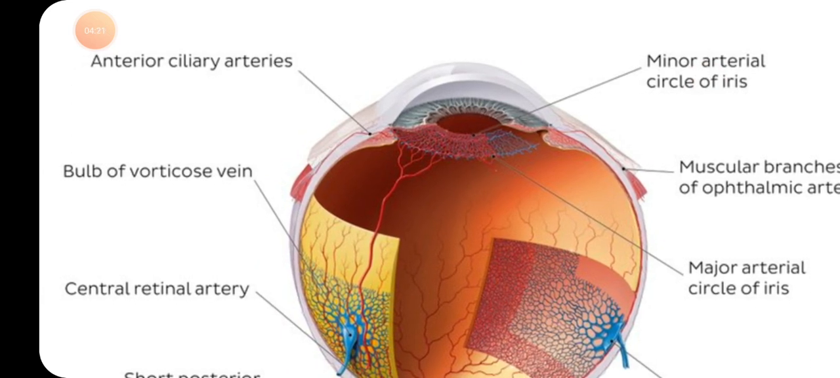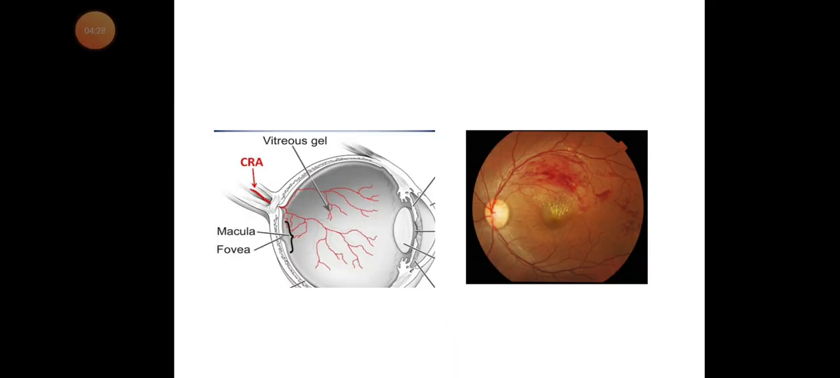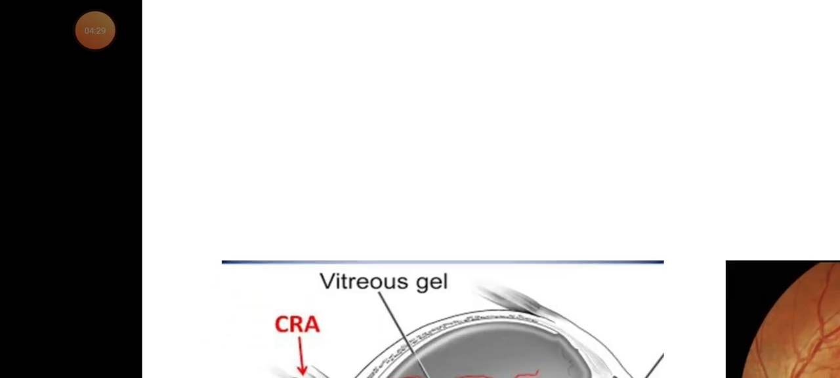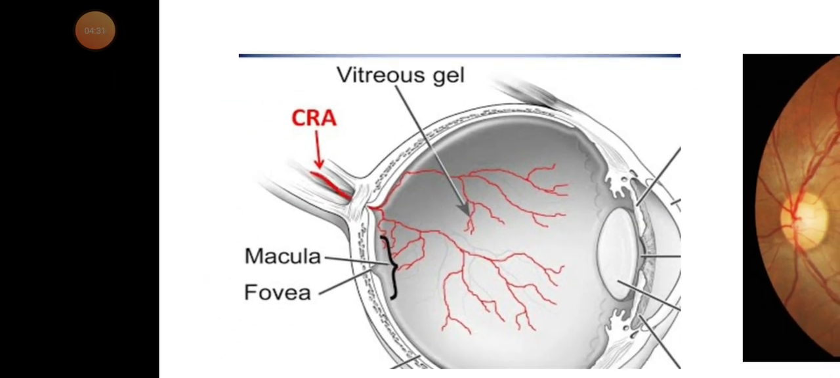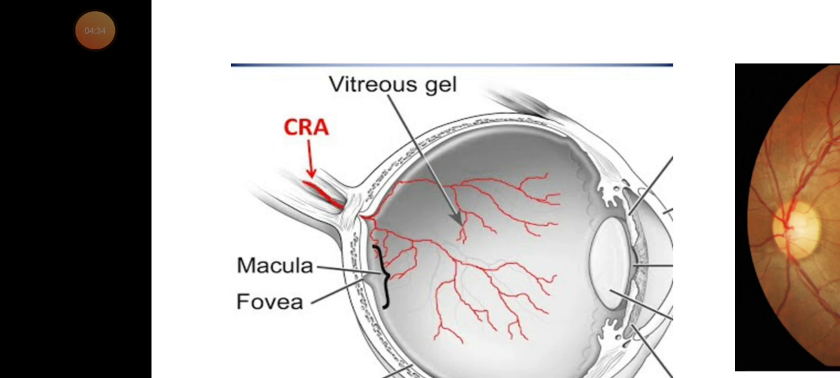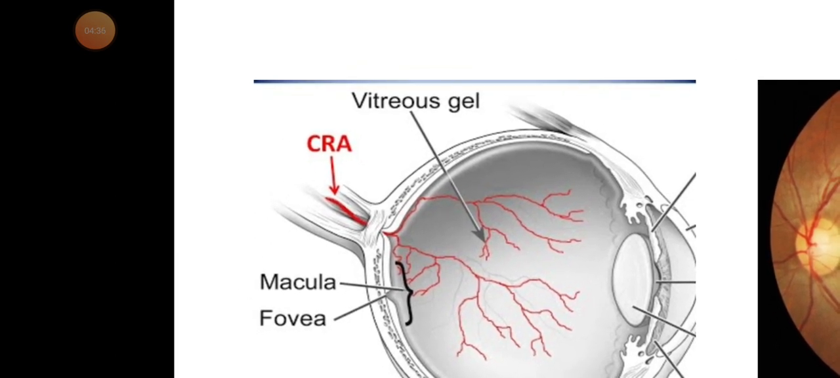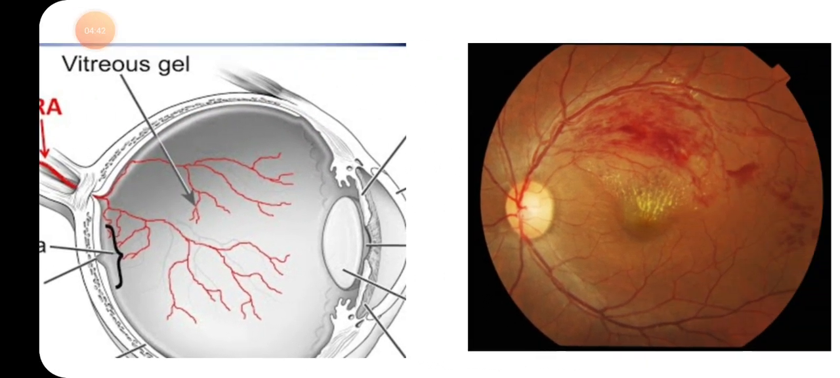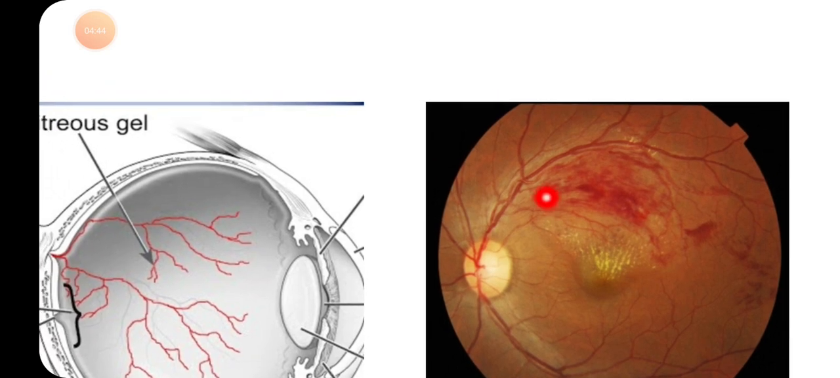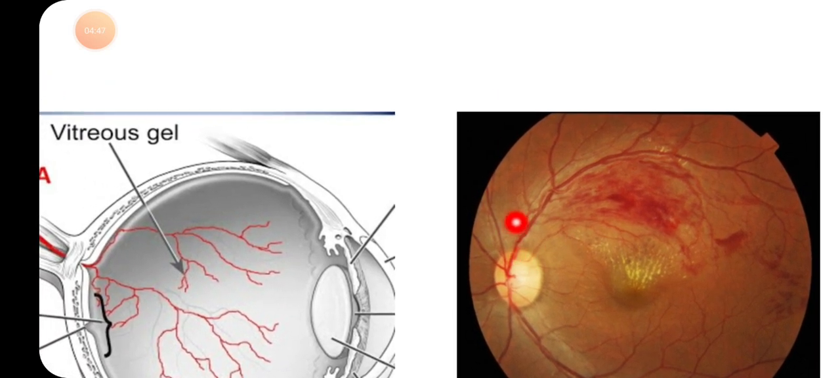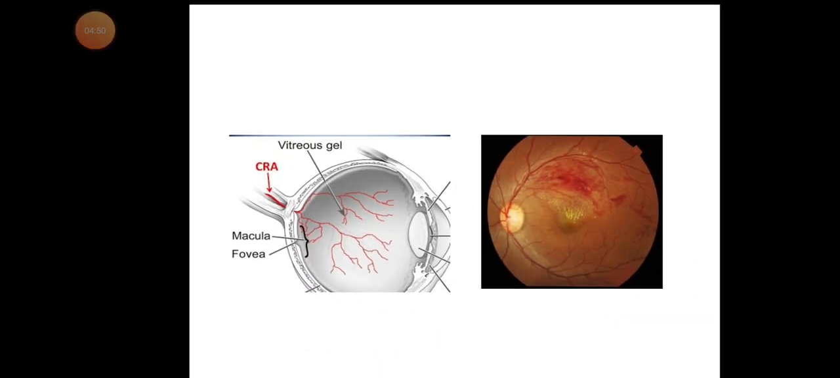It means the second layer is mainly supplied by the long posterior ciliary artery and the short posterior ciliary artery. And the third layer is supplied by the blood vessel called the central artery of the retina. See, in this picture, this is the central artery of the retina. The artery is entering here, dividing and supplying the retina. So in this picture you can see very clearly this is the central artery of the retina, which is supplying the blood to the retina.